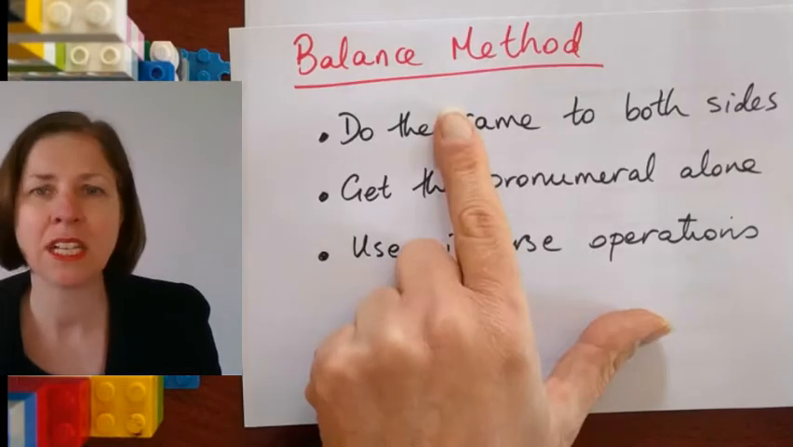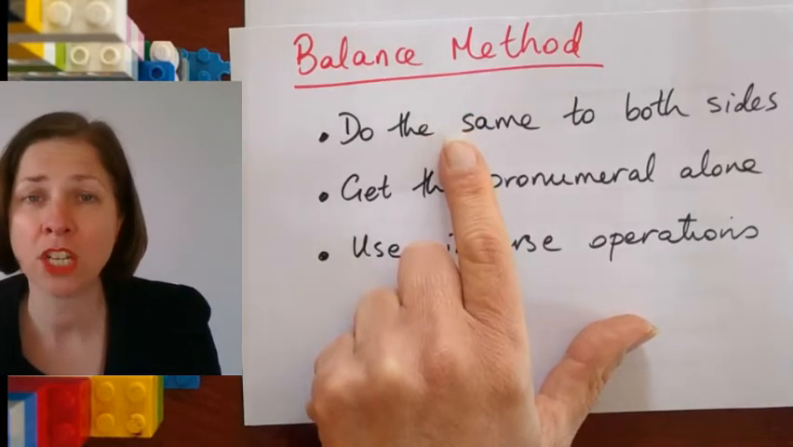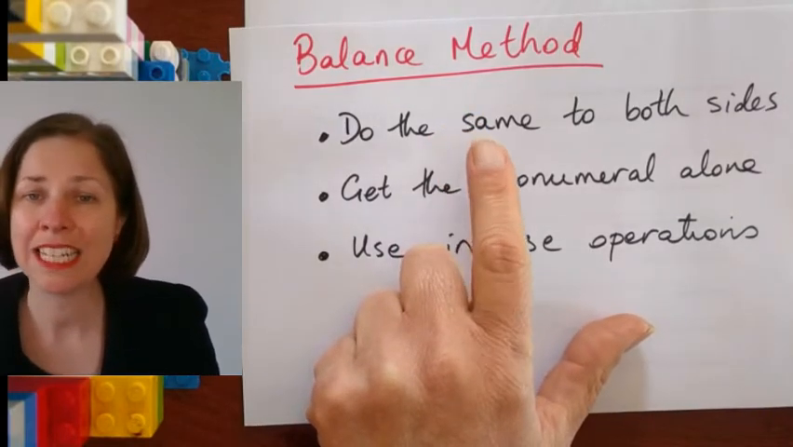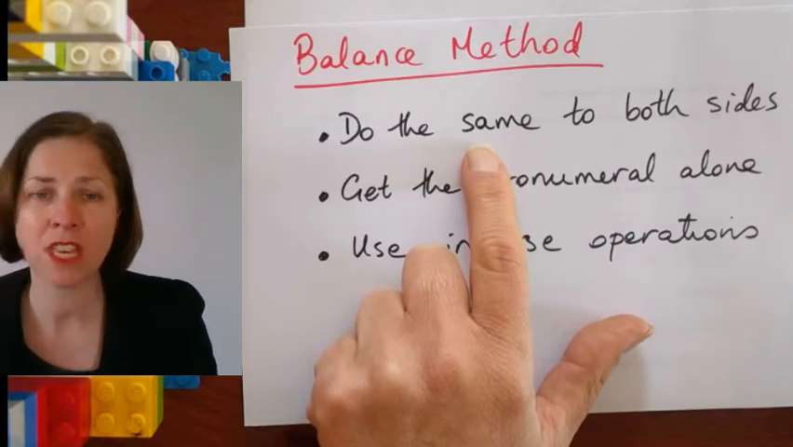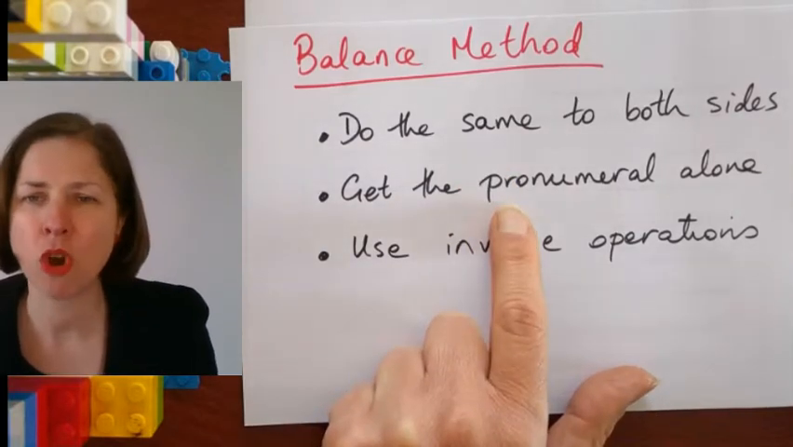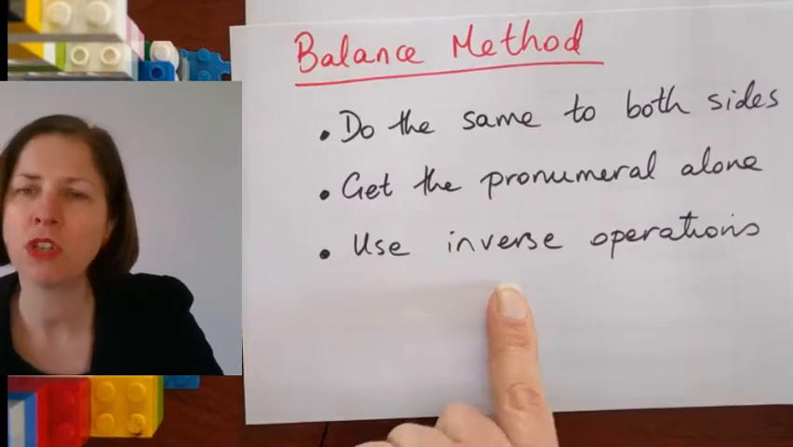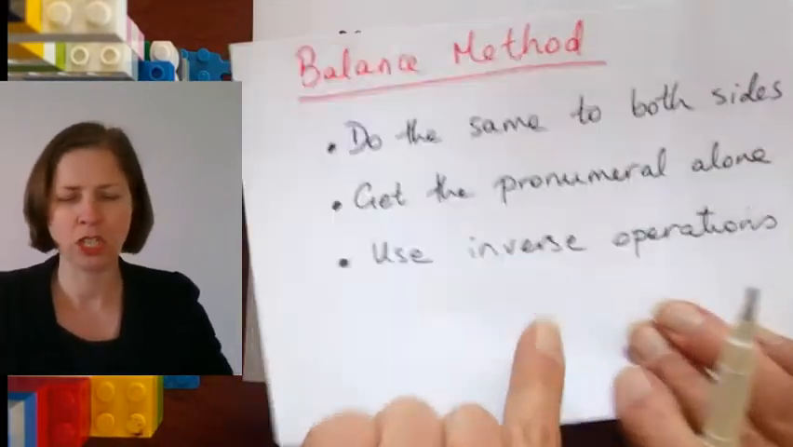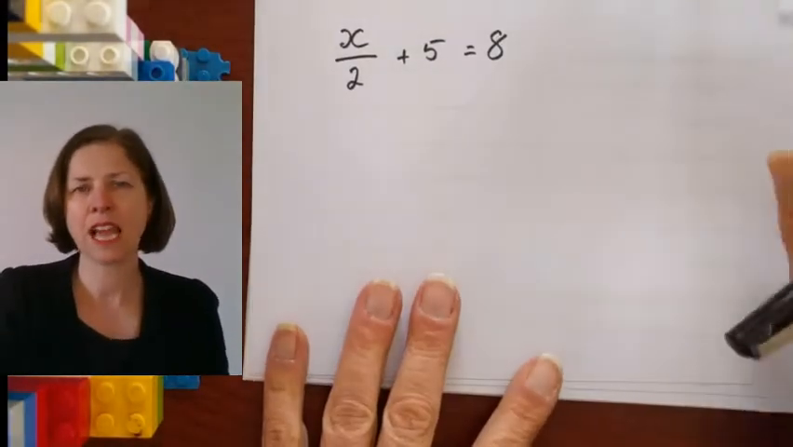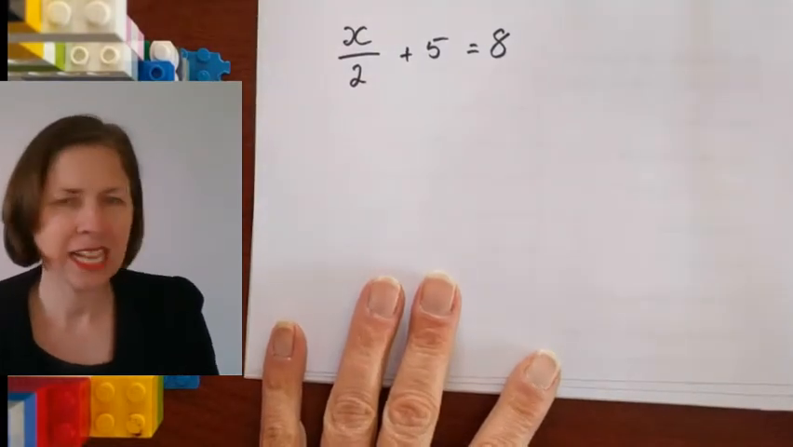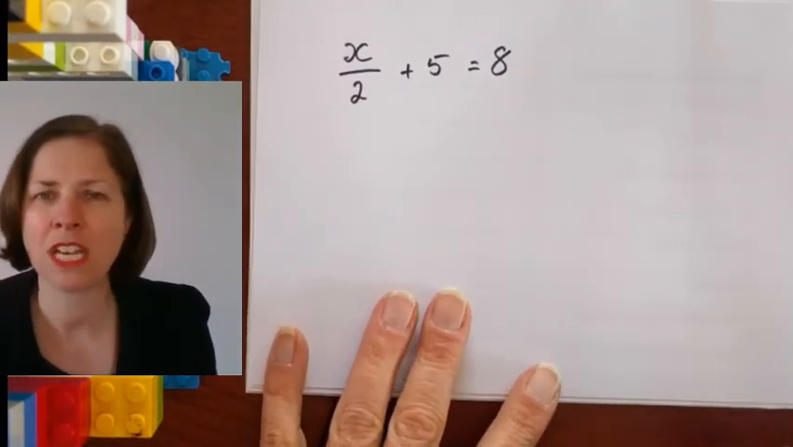So the first thing I want to do is remind you that when I use the balance method, I need to do the same thing to both sides of the equation. I'm trying to get the pronumeral alone and I'm going to be using inverse operations. So here's the next example I'm going to do. It's x over 2 plus 5 equals 8.